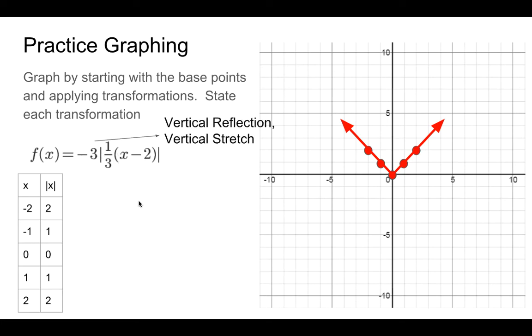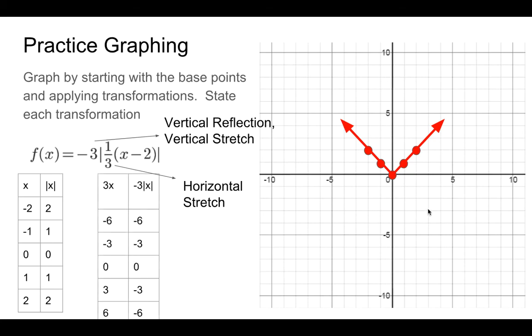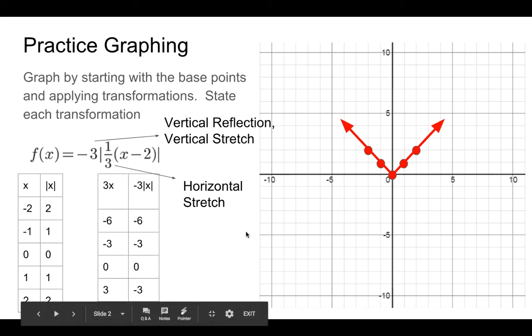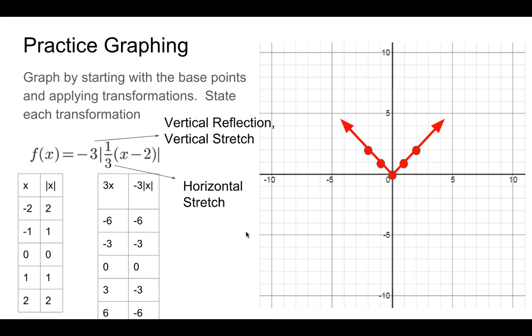So the negative sign does a vertical reflection and a vertical stretch. And the 1/3 is a horizontal stretch. And you should see each one of these points being horizontally stretched out 3 and then vertically stretched 3, but then also reflected at the same time. And so you can do all of that in one step by multiplying the x values by 3 and the y values by negative 3, and then looking at these points here.